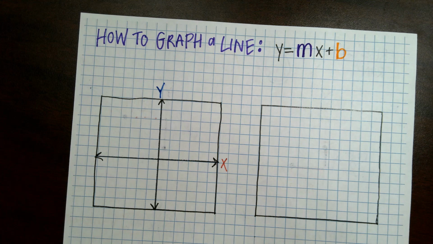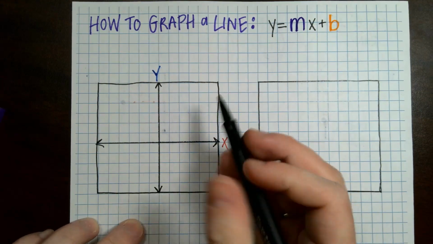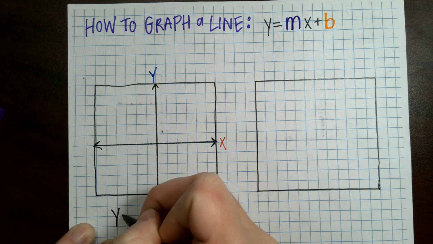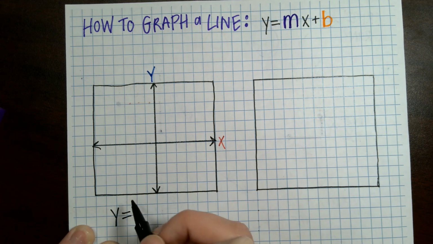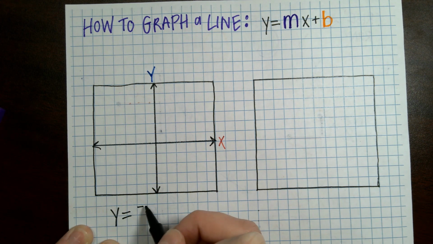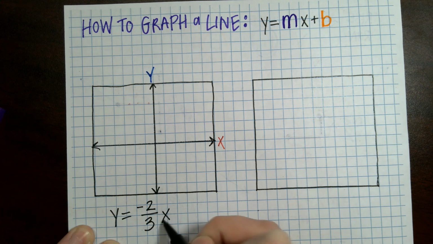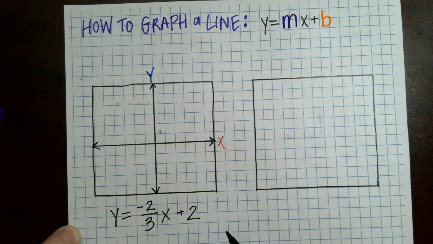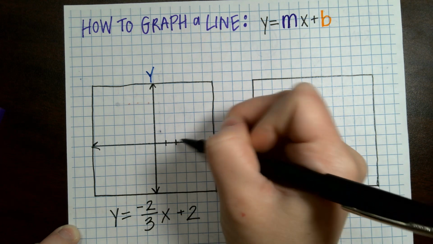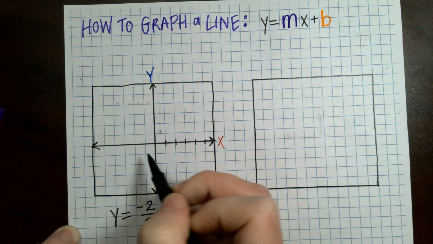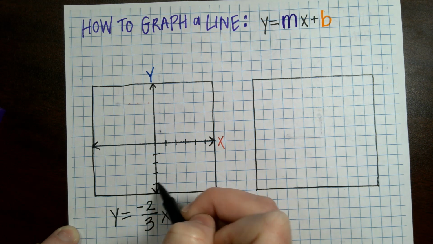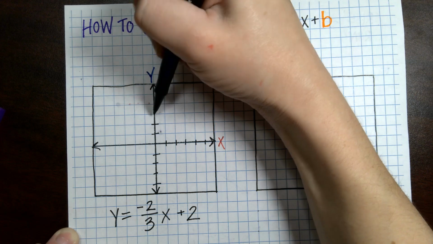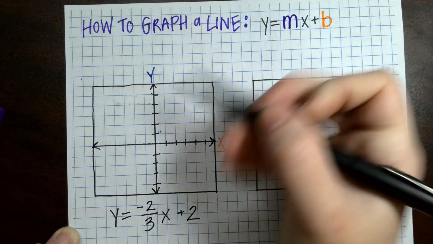So let's give you a line as an example. How about y equals -2/3 x plus 2. Okay.